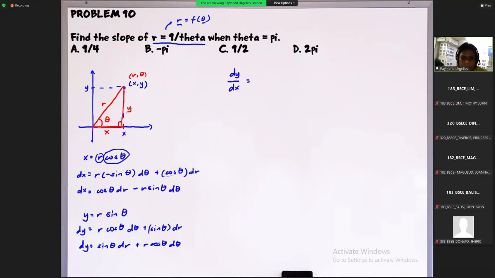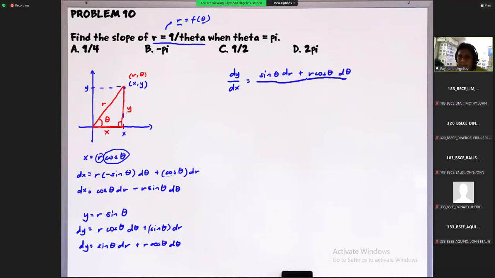So this will be equal to sine theta dr plus r cosine theta d theta, divided by dx, which is cosine theta dr minus r sine theta d theta. Remember, ito yung ating slope. Now, let's factor out d theta.